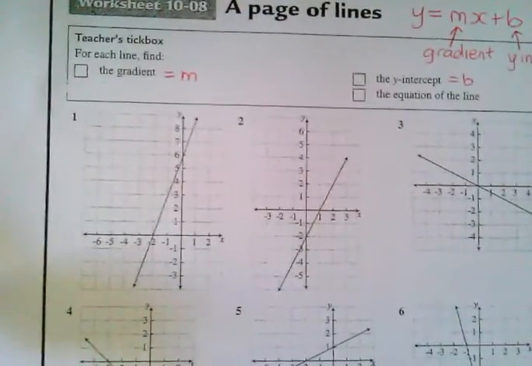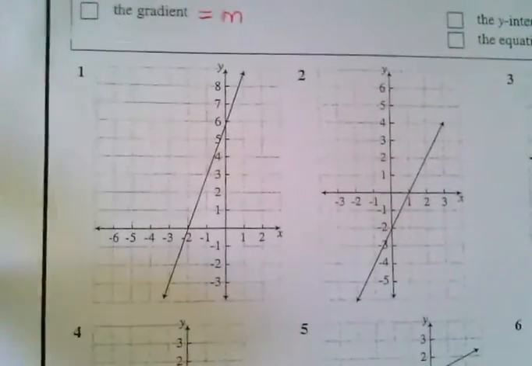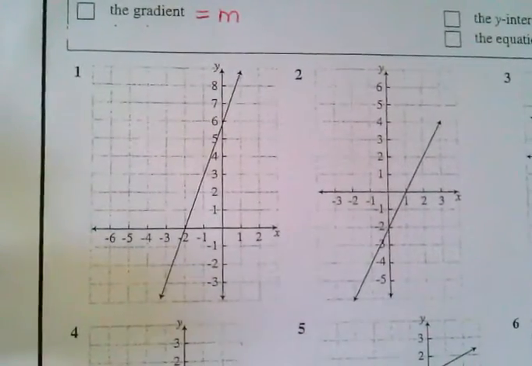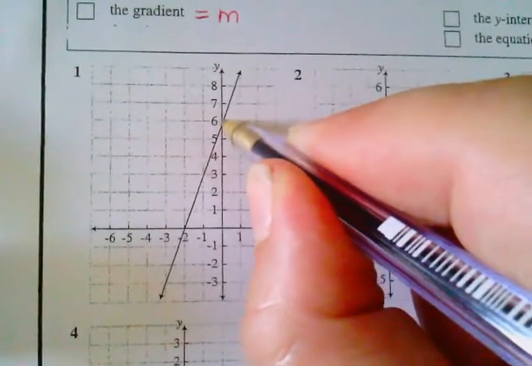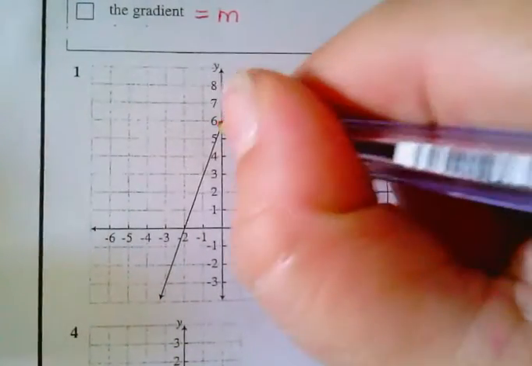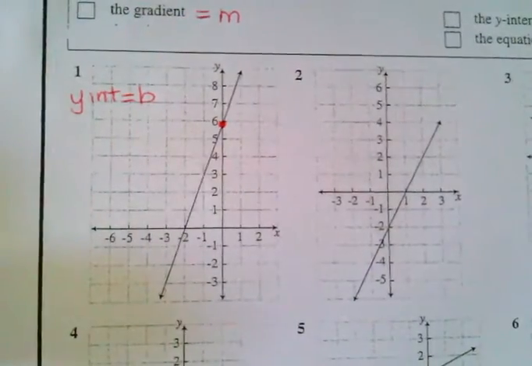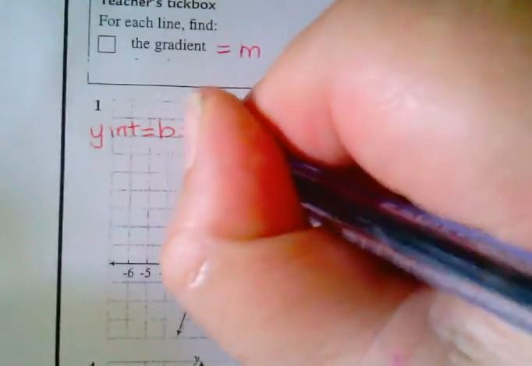So I'm going to zoom in on this first question here, or the first two. Okay, now when you're trying to work out the y-intercept, you have to see where this line cuts the y-axis, and to me it looks like it cuts the y-axis at 6. So the y-intercept is 6. We call the y-intercept b, okay? That y-intercept b is 6.